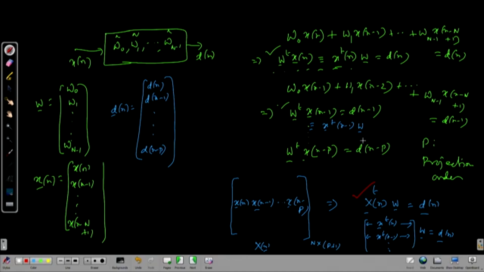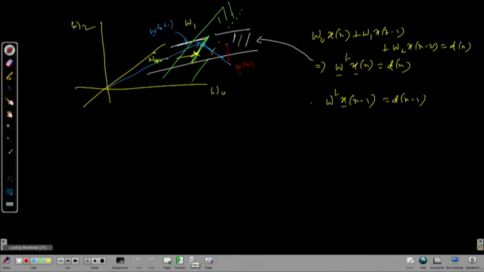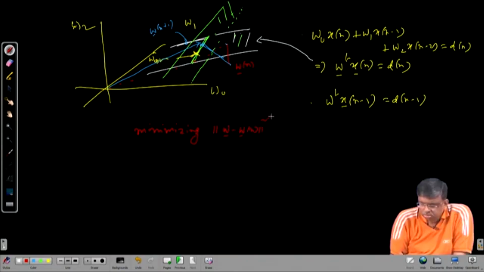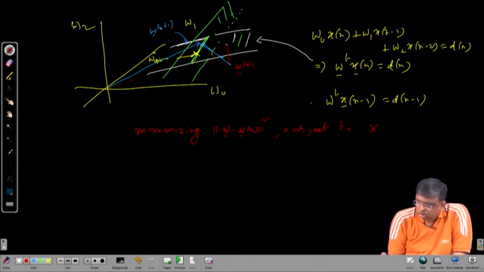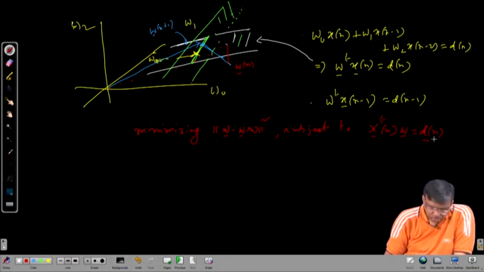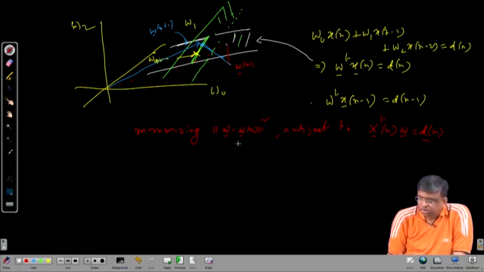Okay. That means my equation will be this, I will be minimizing, subject to this equation, x transpose n w equal to d n. Okay. So, this is a constrained minimization.